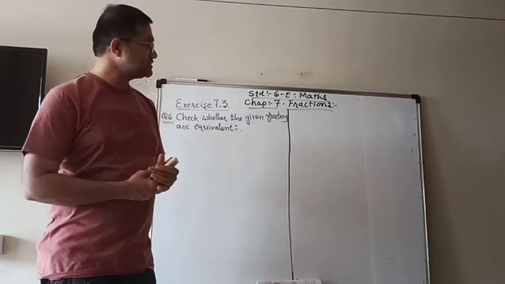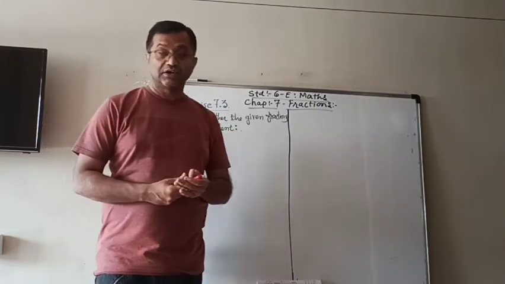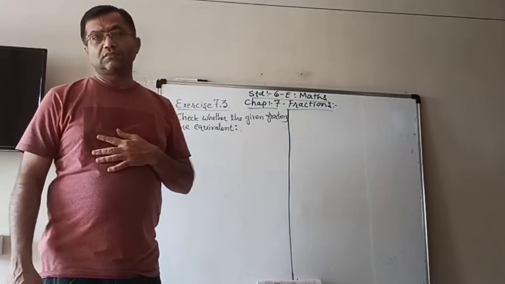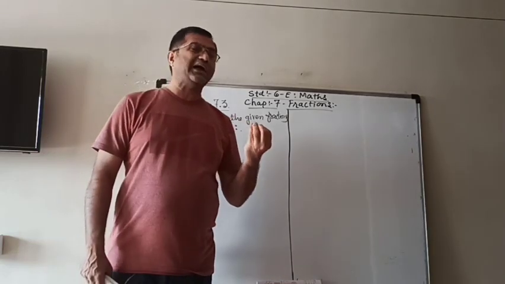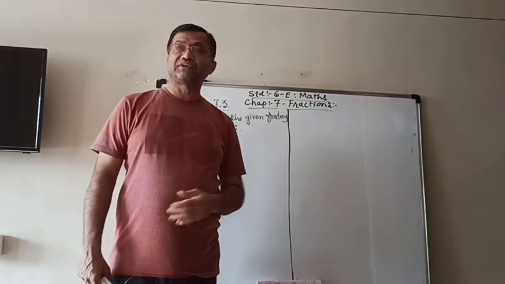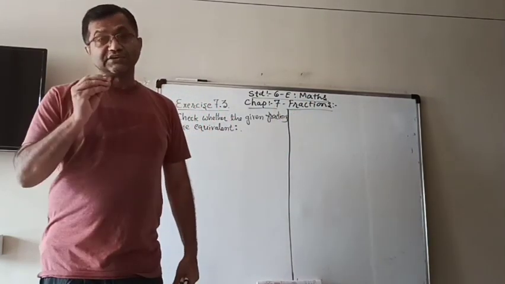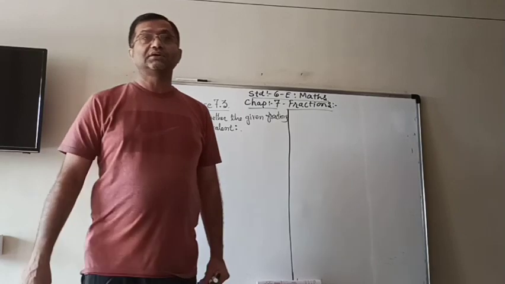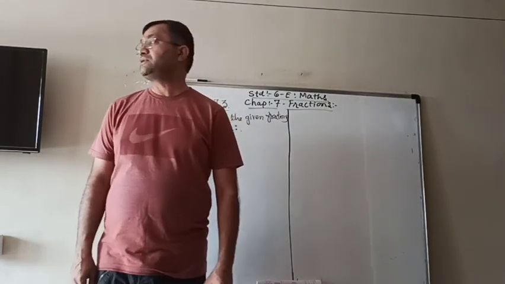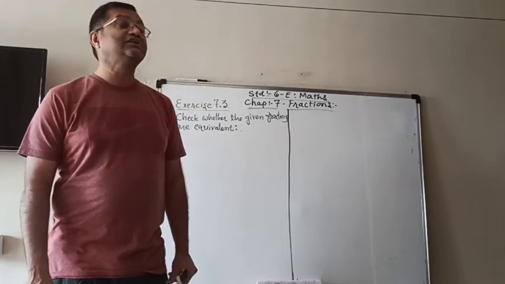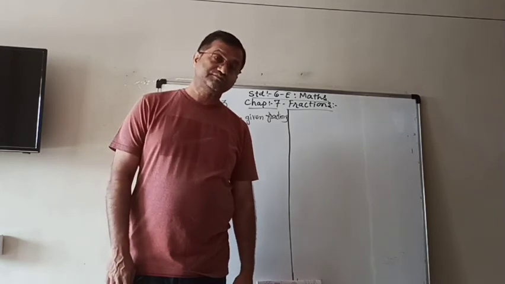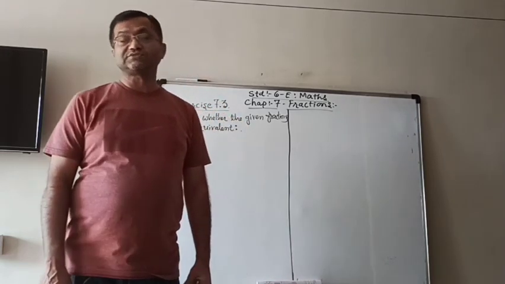Mathematics. We are busy with chapter number 7, fractions. Now, in the last few sessions, we learned about equivalent fractions and the simplest form of fractions. We also saw an important and interesting result about equivalent fractions. That is the cross multiplication.